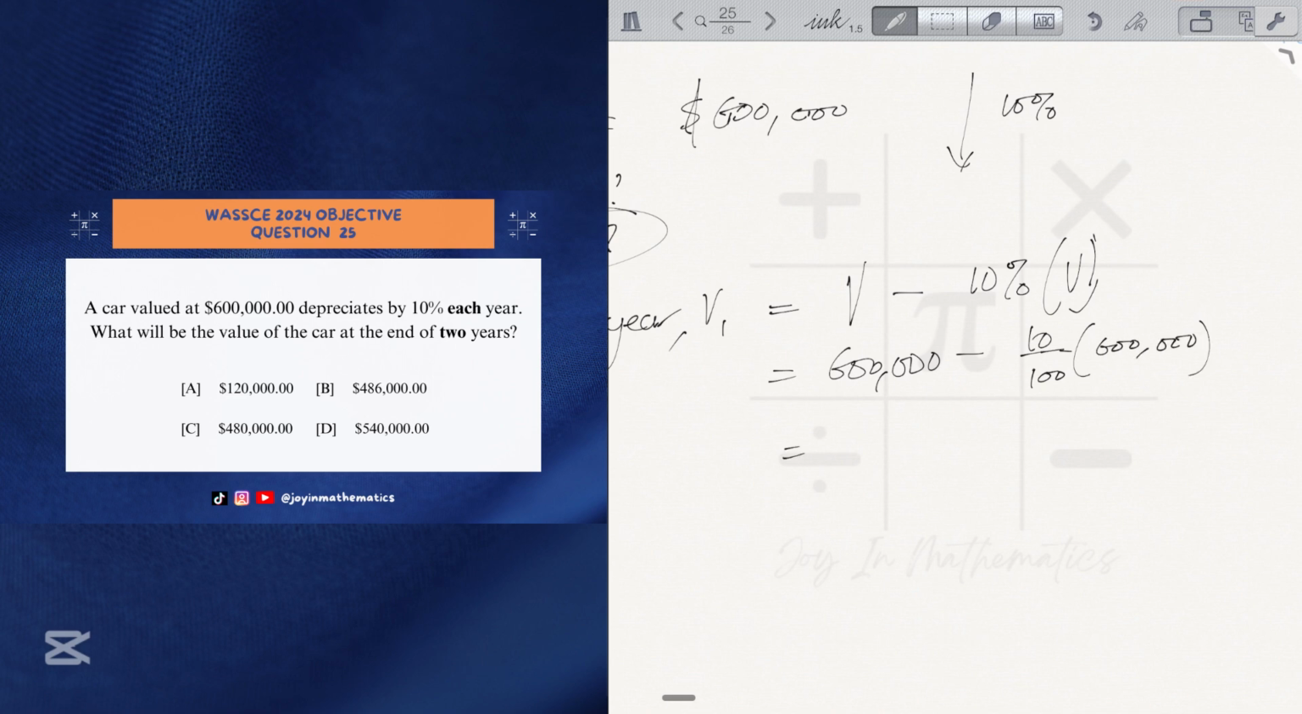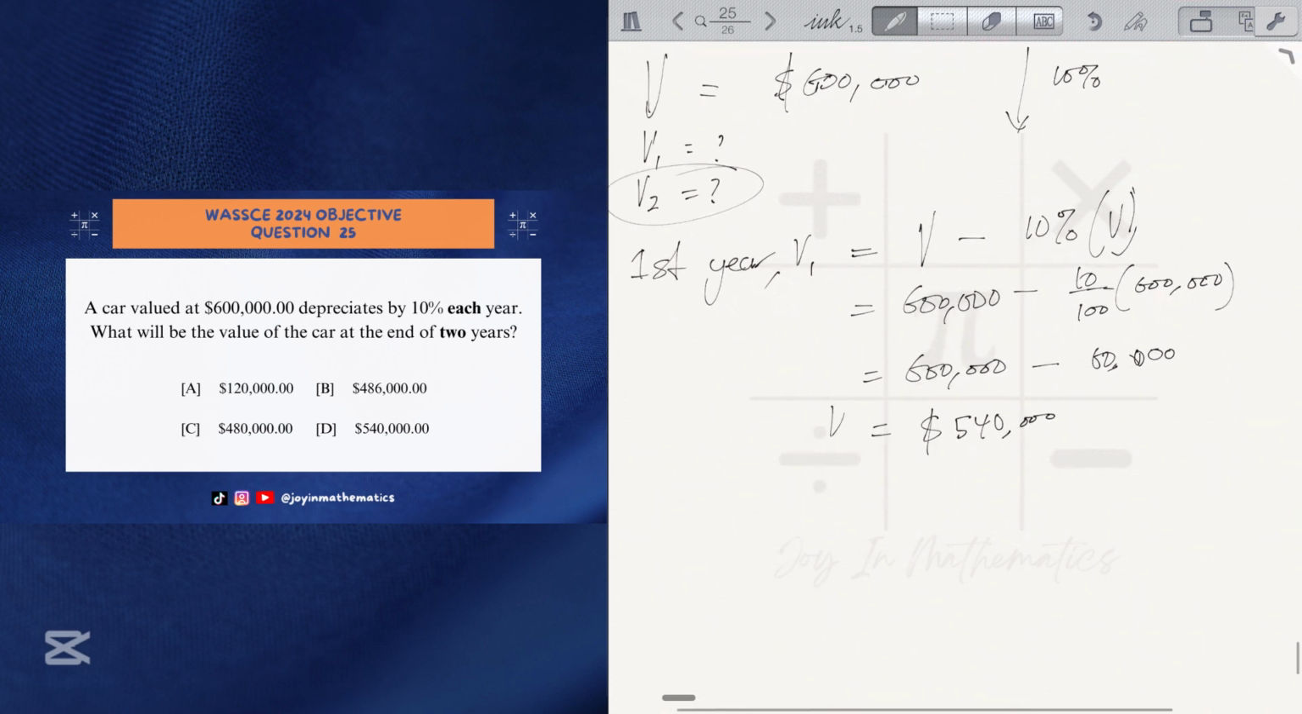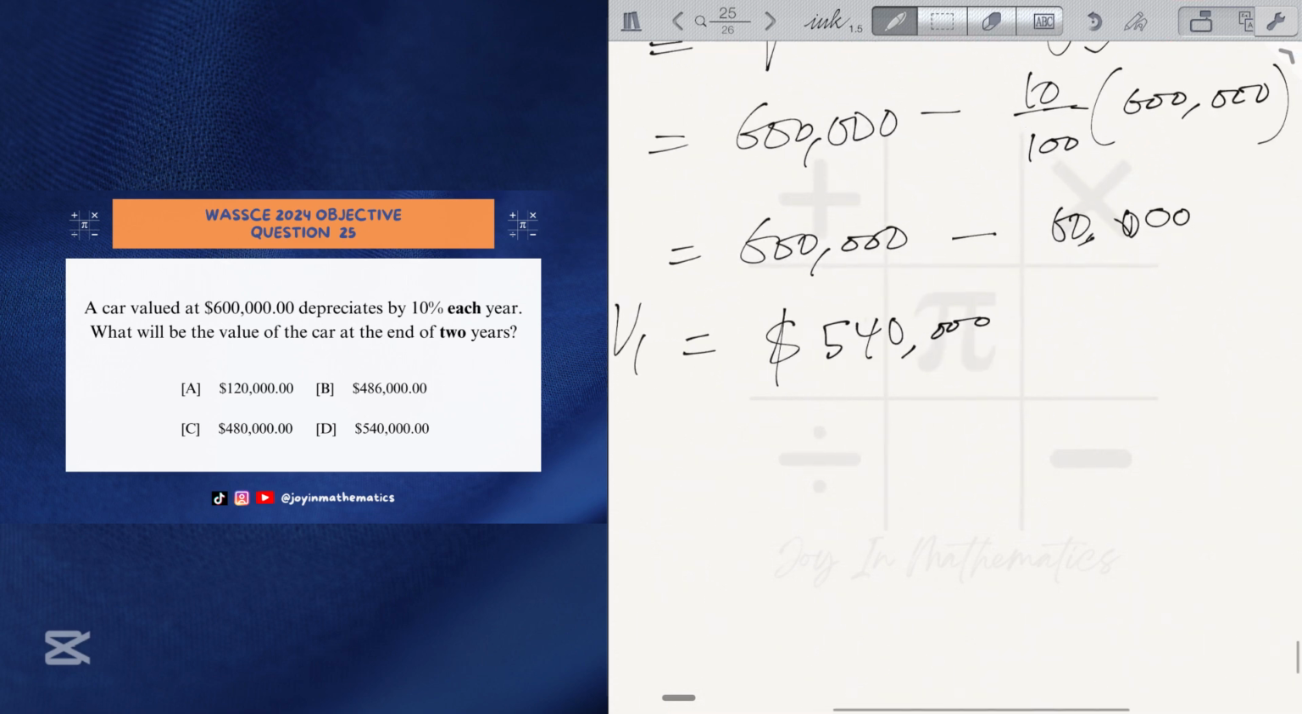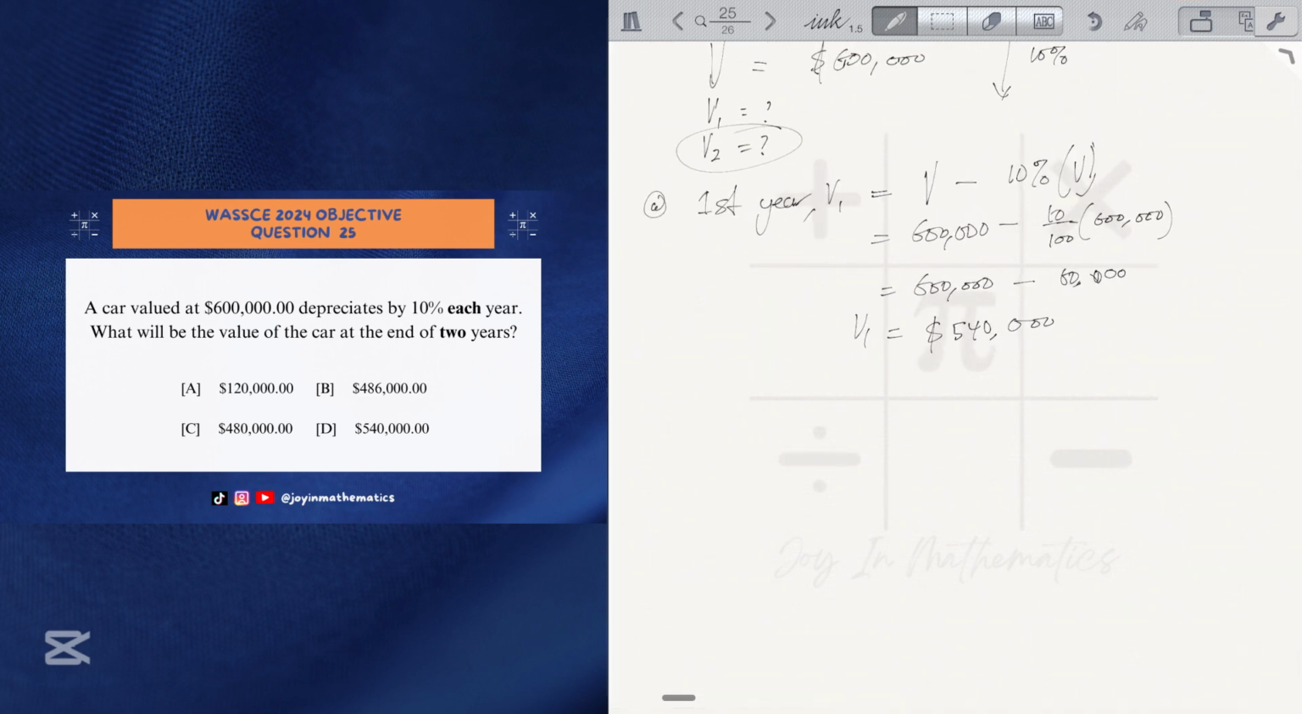So simplifying further, this will give us 600,000 minus $60,000, and this would give us $540,000. So we have V1. Now to get the value V2, at the end of the second year, we are going to depreciate the value at the first year by 10%. So at the end of the second year, V2 is equals to V1 minus 10% decrease of V1.